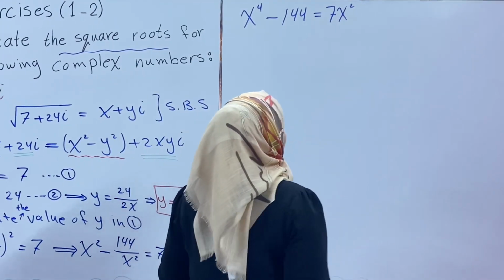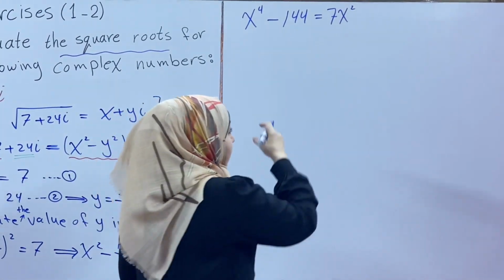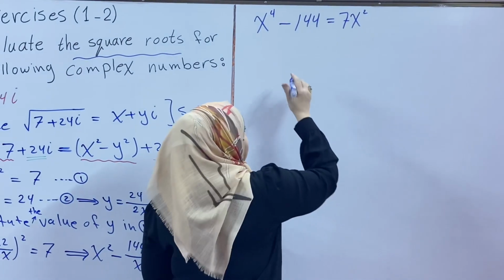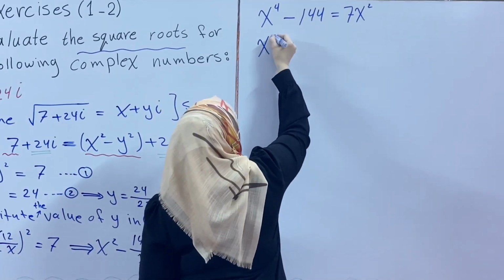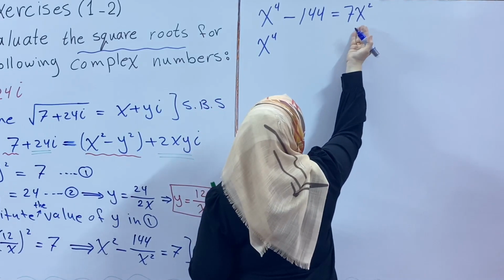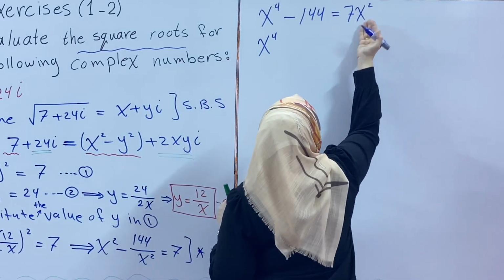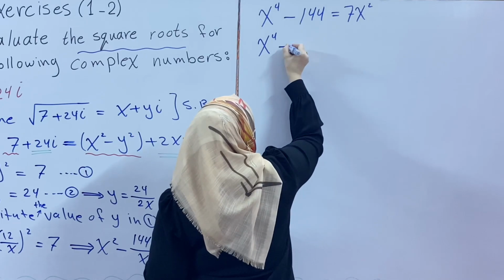And now I want to order this equation. I will write x power 4. When I move this value 7x squared to this side, it will be negative.